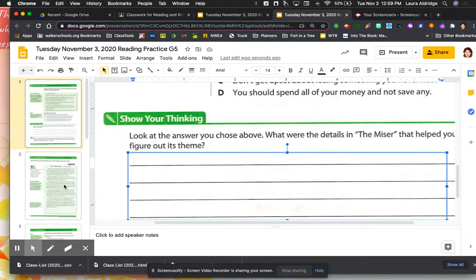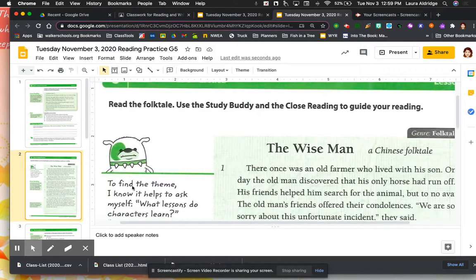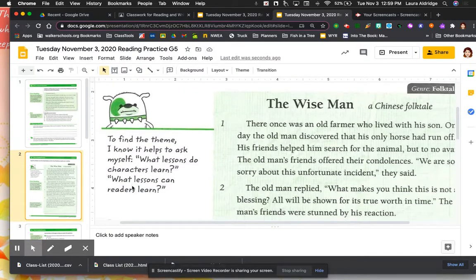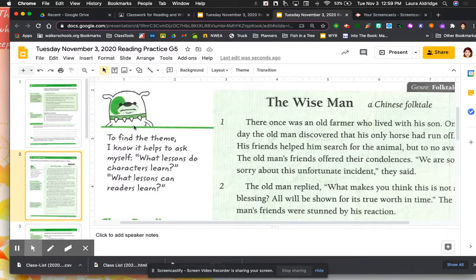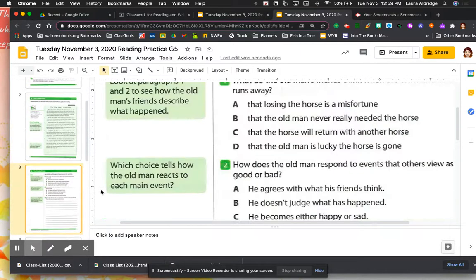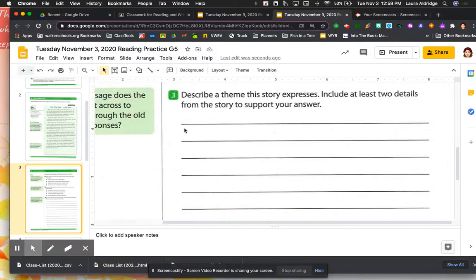So for slide number 2, you have another large piece of text, and it's called The Wise Man. It's a Chinese folktale, and it's a story. Remember to use these hints that are on the side. Spike will help you. On slide number 3, you have a couple of multiple choice questions. And again, you need to make a text box right here at this question because it has lines underneath it.